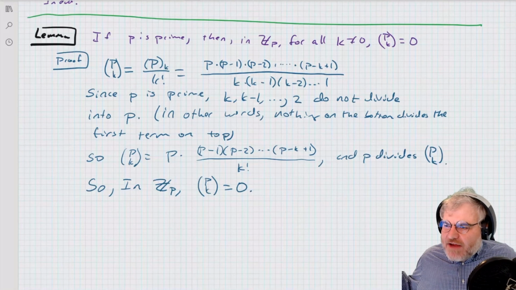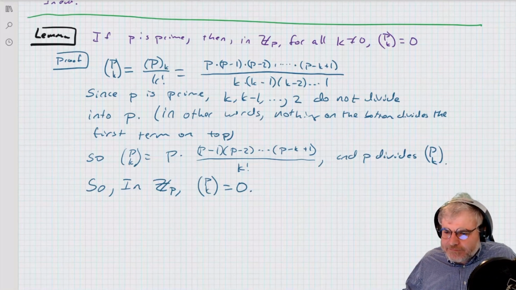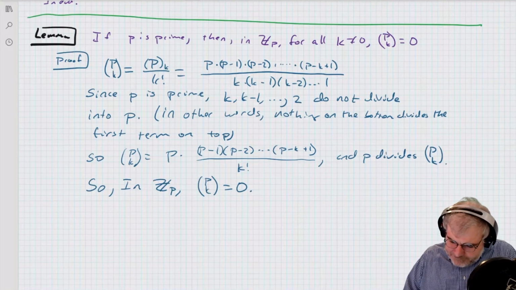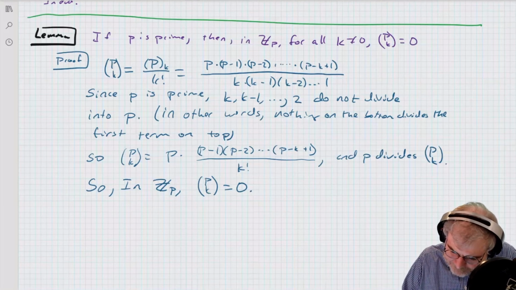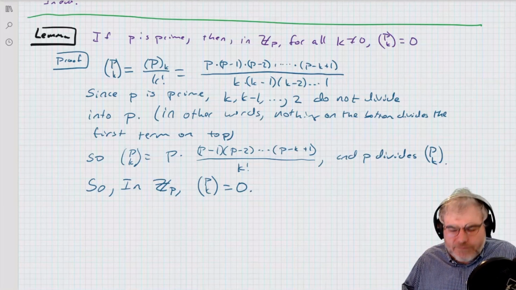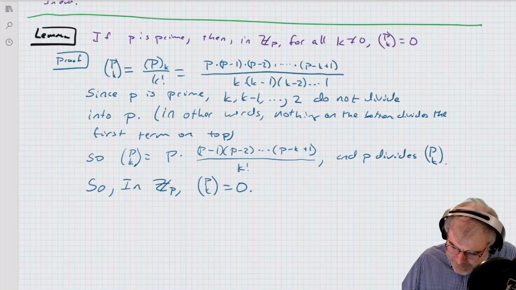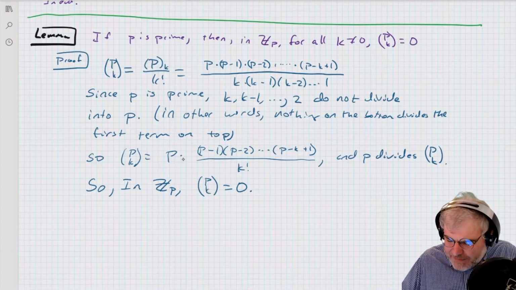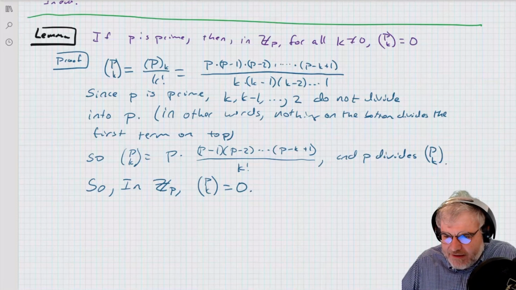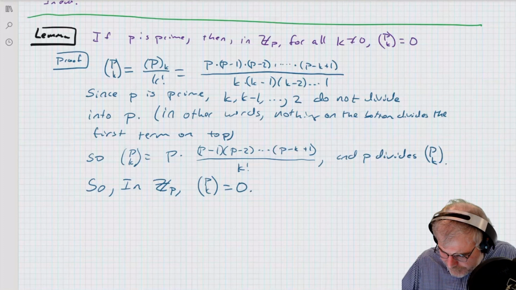That's it. 1 to 5. How do we feel about that one? No induction, just straight numbers. The fact is that nothing on the bottom here in k factorial can divide P. Why? Because P was prime. Definition of that. No integers k minus 1, and so on, down to 2 will divide into P. That's all it says.